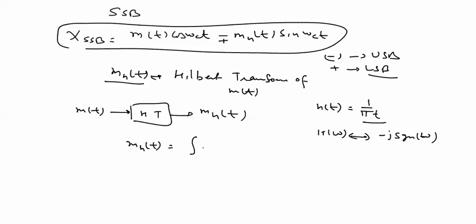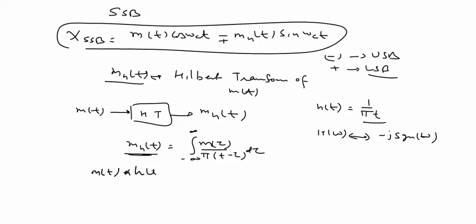m_h(t) is the integral of x(tau) h(t minus tau) d tau, that is, 1 upon pi (t minus tau), from minus infinity to infinity. This is the expression for the Hilbert transform. Here we took m_h as output, so we have to take m as input. Instead of x, m is our input, and we get the Hilbert transform of this. In the frequency domain we get the result directly, because in the time domain we have to convolve m(t) with h(t). In the frequency domain we can multiply the Fourier transforms of these two.